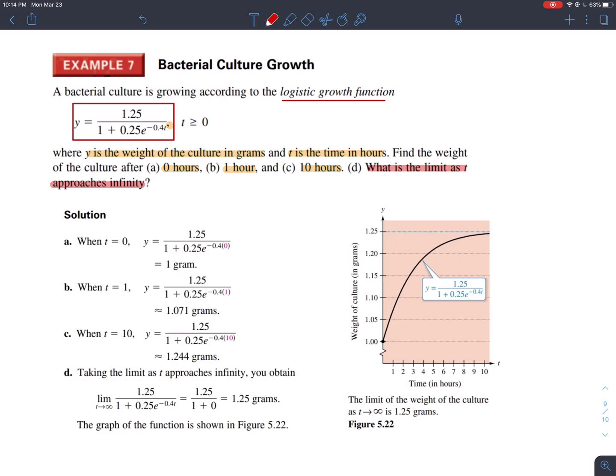All right, well, this is just a plug and chug. They gave you the formula. You didn't have to find the formula. You didn't have to do any work.